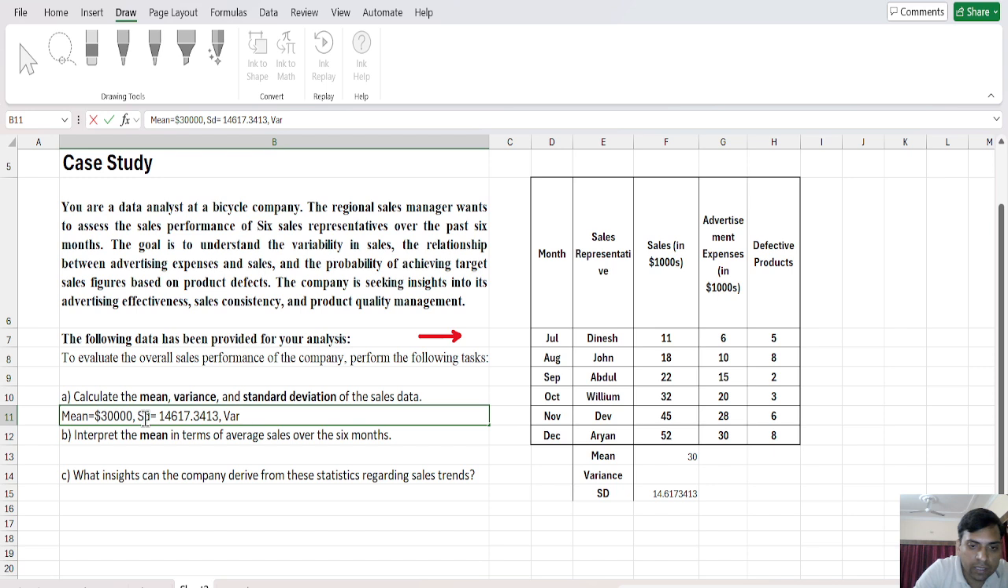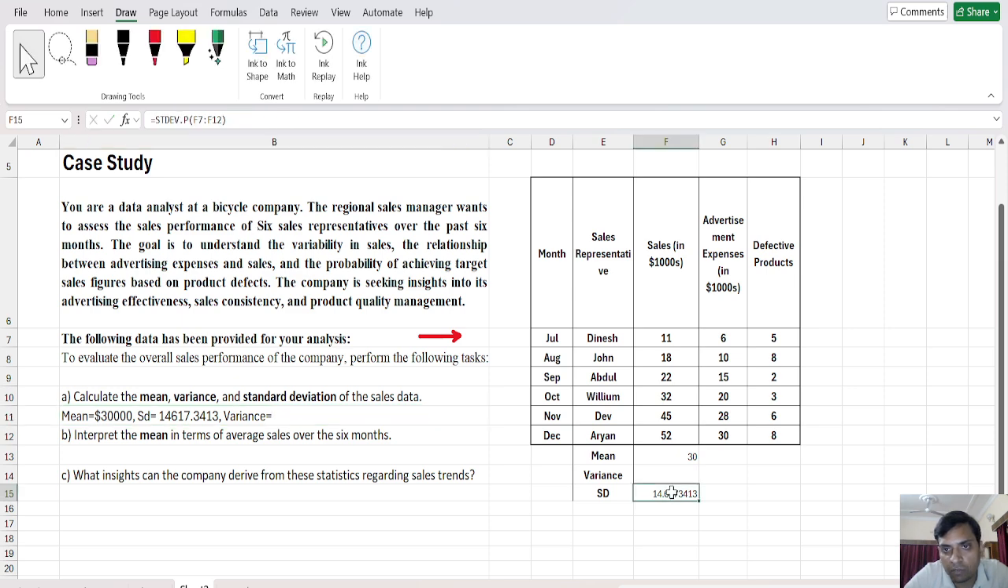The next thing is variance, and variance is the square of standard deviation. So you can find the square of this for variance, or second option is you can put equal symbol, then type VAR, and we have multiple options for VAR. First is with population and second is with sample. So first for population, we are clicking on that, and then now we need to select data from 11 to 52 and then close the bracket and then enter.